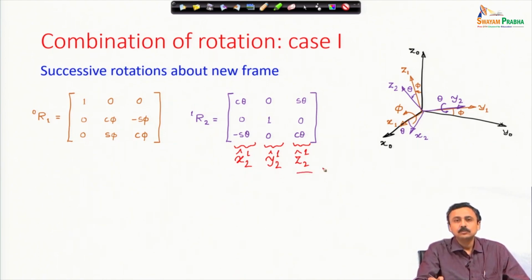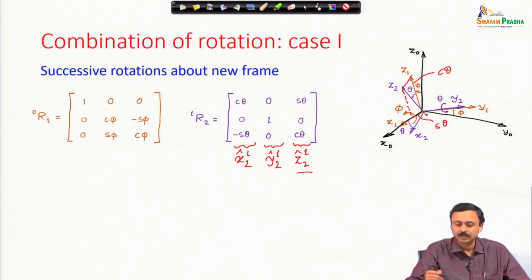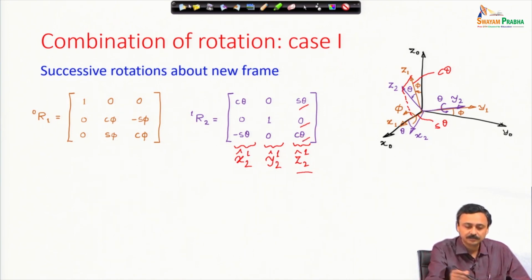Z2 in x1 y1 z1: this length must be cosine theta and this must be sine theta. The x1 component of z2 is sine theta, the y component is 0 of course, because it is a rotation about the y axis, and the z component is cosine theta.